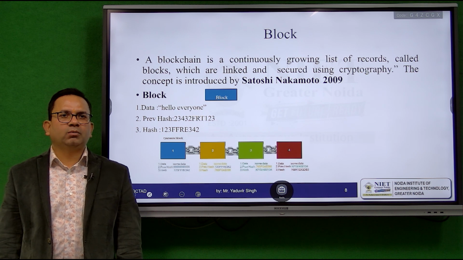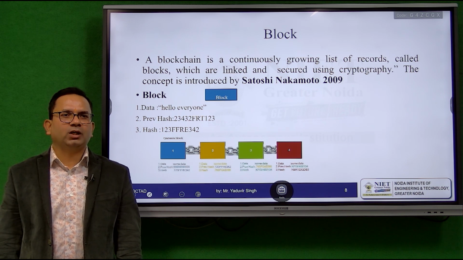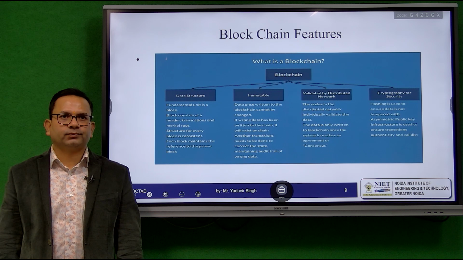In this way the blocks are connected in a blockchain network, and the first block is known as the genesis block. It does not have a previous hash, therefore it has a hash value of 0. In this way the blocks are connected in a blockchain network, and these blocks increase as per the requirement if you are allowed to be part of a blockchain network.